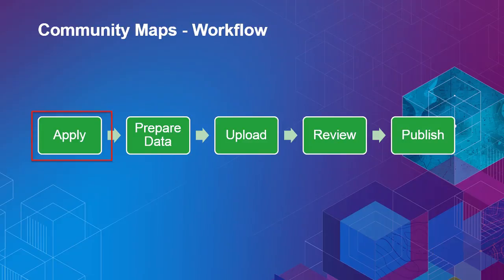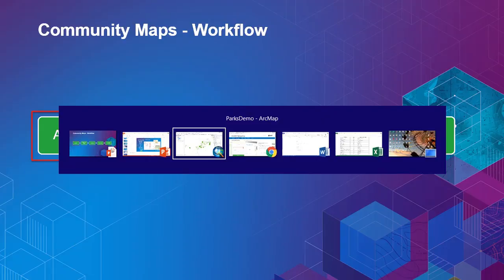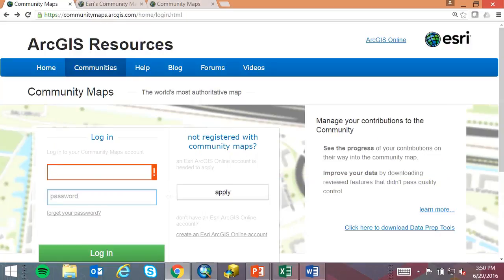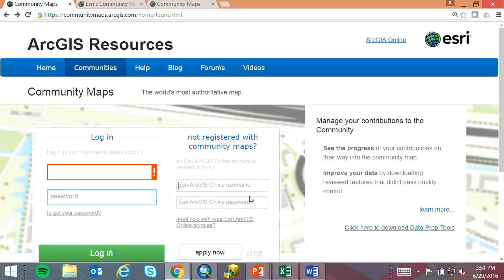Most of our contributors are authoritative data creators. They create data using our software, but they actually maintain this information for planning or for infrastructure within their communities. And so that's really the application process. And what I'll do is flip over to our website. So we've got this community map app. I've gone to communitymaps.arcgis.com, and I'm going to walk through the process of applying or registering.